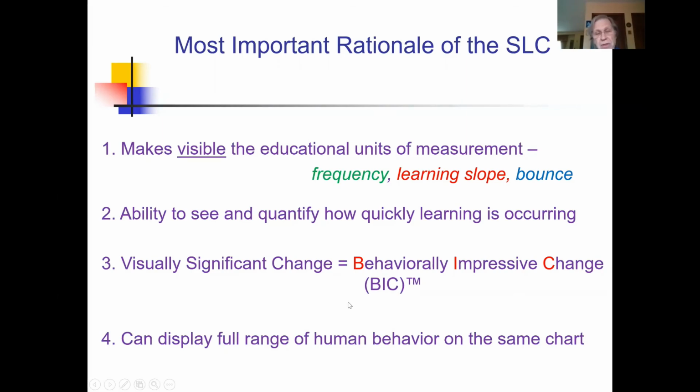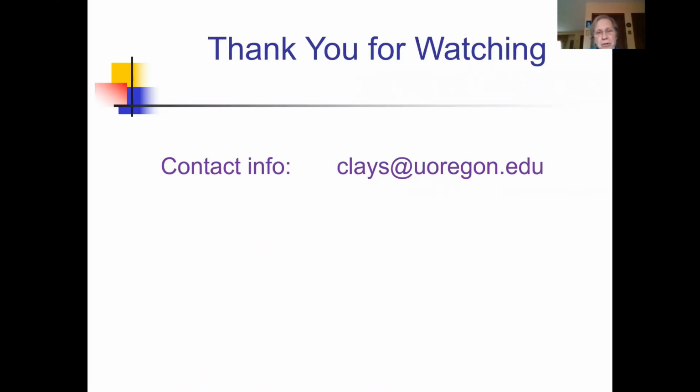So if a youngster read 50 words a minute 1 week and then 100 the next and 200 the next, you wouldn't need any data for your senses to detect those changes. So in essence, this variable gives us what we call a social validity, where objective and subjective information correspond. And then finally, we're able to display the full range of human behavior on the same chart. So that's a pretty quick overview of the standard learning, aka acceleration chart.